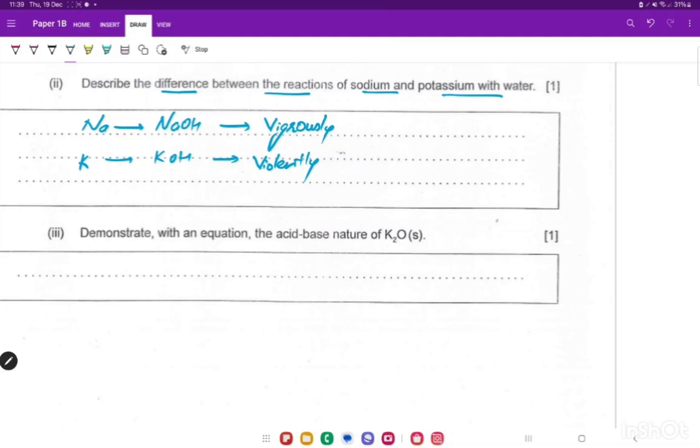There is rapid release of hydrogen gas. Here it will be rapid release of hydrogen. So this will be the difference between the reaction of sodium and potassium with water.